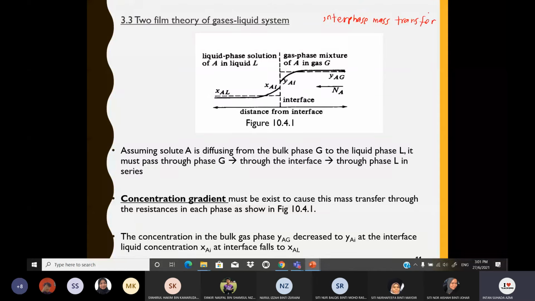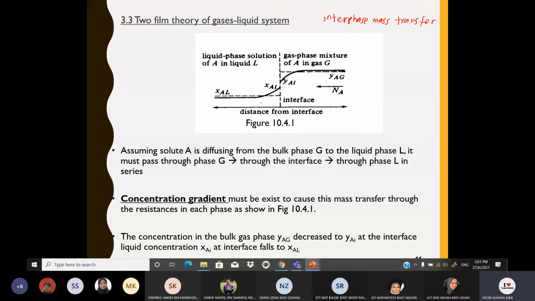Okay, interface mass transfer, the last subtopic in the mass transfer chapter. It's good that we recap the knowledge, because you have to understand this in order to understand more about gas absorption. Gas absorption applies this film theory to a gas-liquid system.